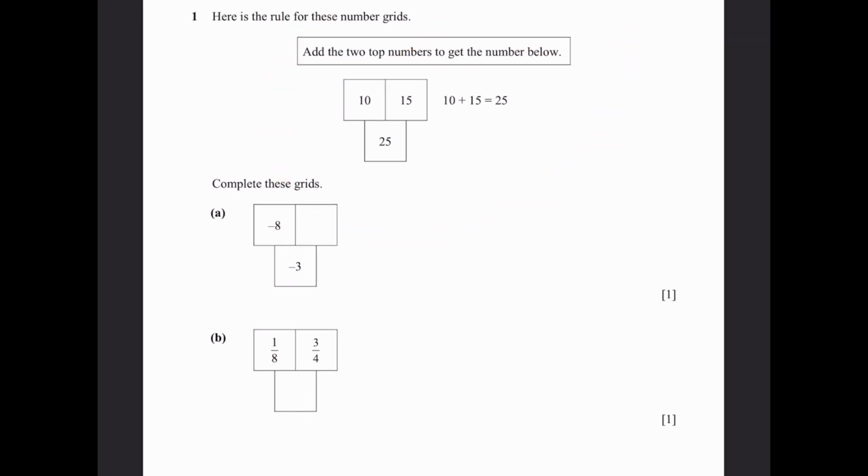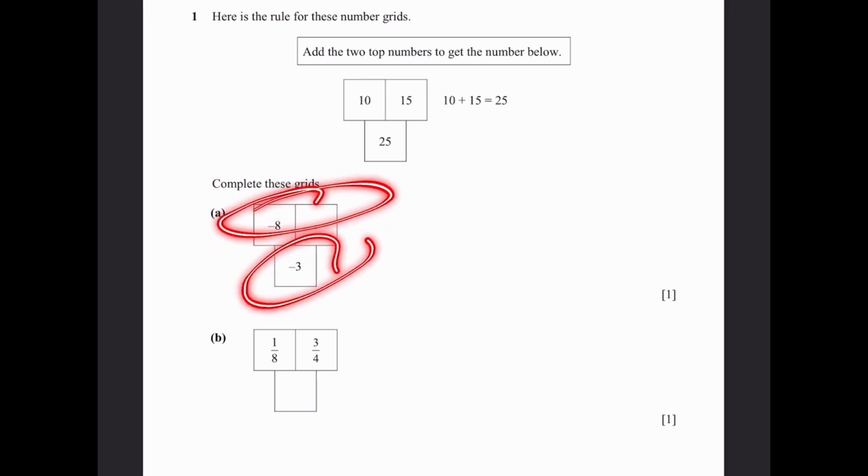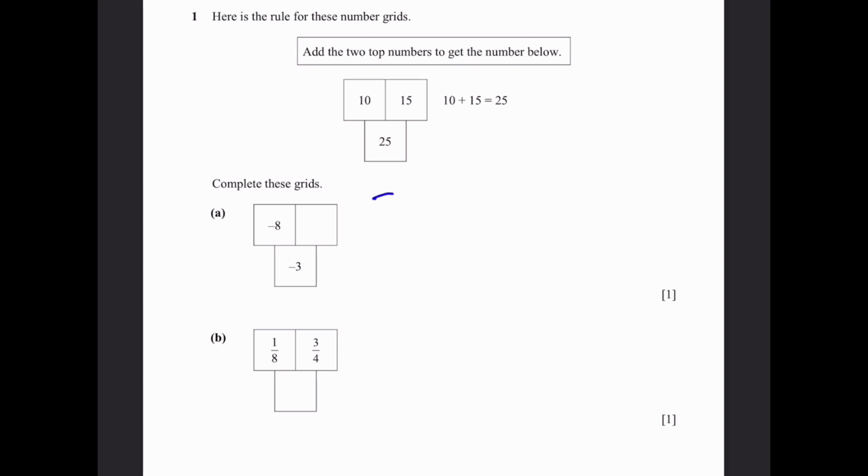Complete these grids. A. -8, blank and -3. So we can see that when we add these two, we get this, which means -8 plus the blank, which we'll name as x, is equal to -3. We want to find x, we bring -8 to the other side, which means -8 becomes +8. x equals -3 plus 8, which is equal to 5.